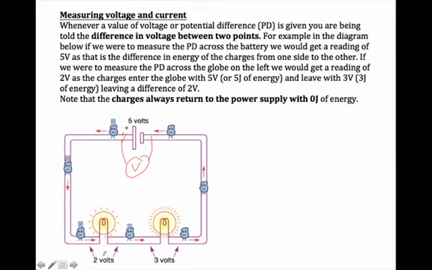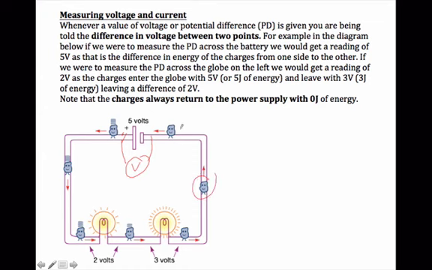It will give you a reading of 2 volts because it's always going to tell you the difference, the potential difference. Second globe, they go in with 3, come out with none, and therefore the voltmeter connected across light globe number 2 is going to give you a result of 3 volts.